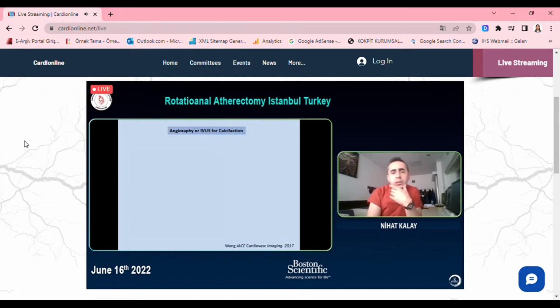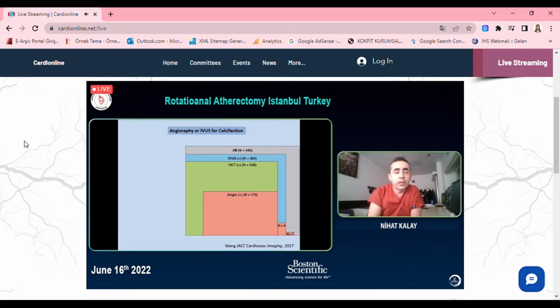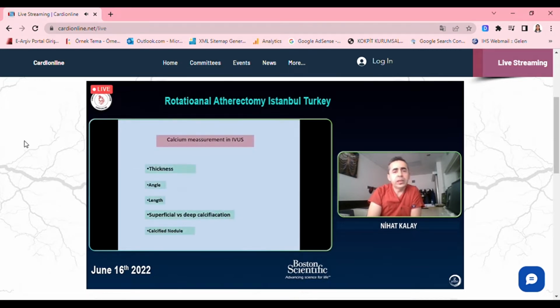How can we evaluate the coronary calcification? Is conventional angiography sufficient to detect or evaluate the coronary calcification? The answer is no, absolutely. As you can see in this image, IVUS is a more sensitive technique to detect coronary calcification compared to conventional angiography. In angiography, we cannot detect calcification in about half of patients. In IVUS, we can evaluate the calcification in detail.